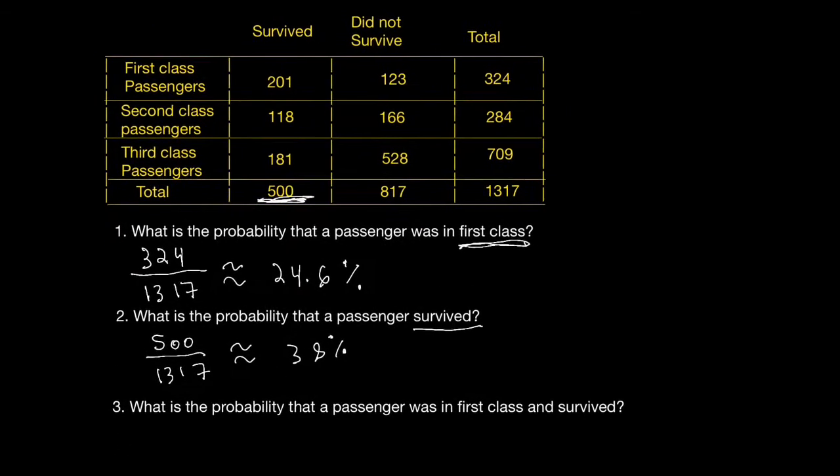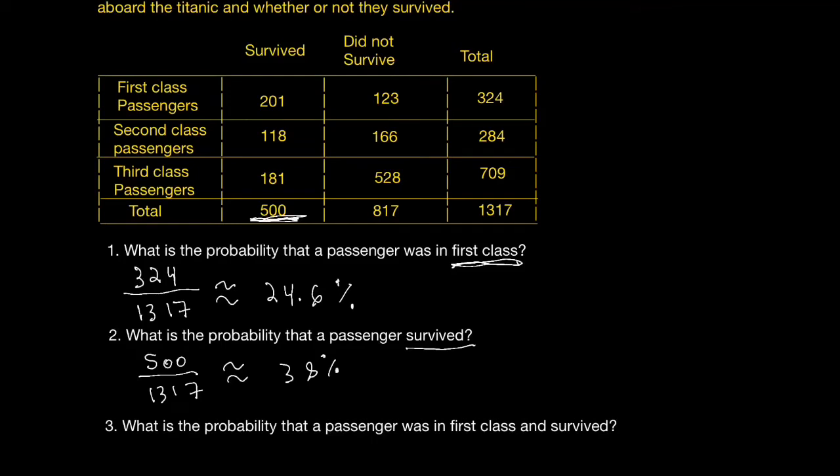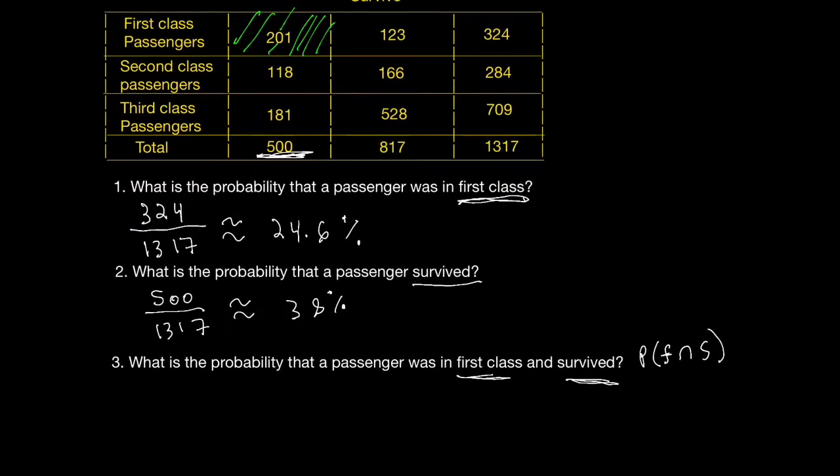Now let's look at this final one right here. What is the probability that a passenger was in first class and survived? So here we have an intersection. We have the probability of first class and survived using the probability notation. First class and survived corresponds to this intersection right here, these 201 passengers. So the probability is going to be 201 all over my sample space of 1,317, and here I get an approximation of 15.3%.